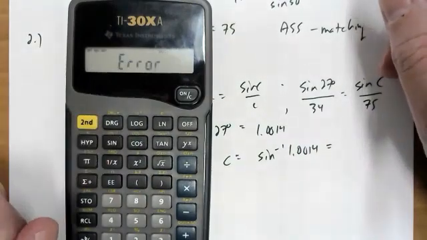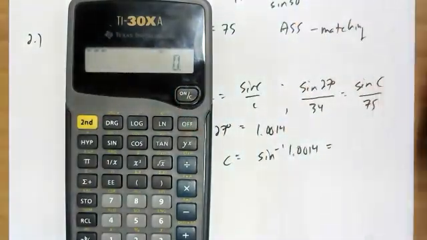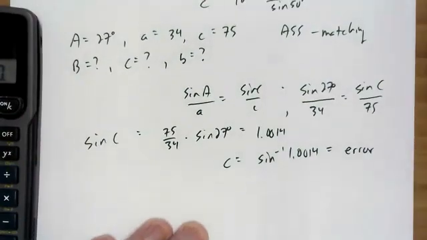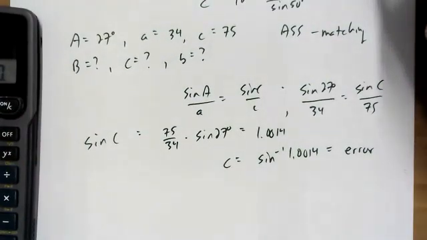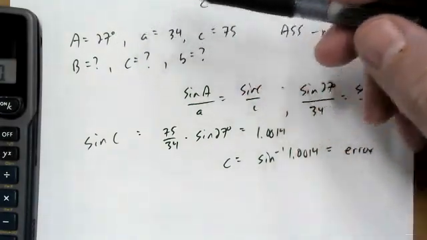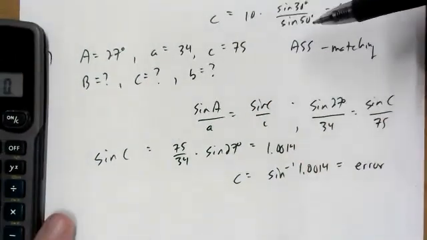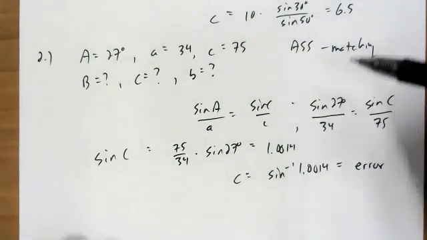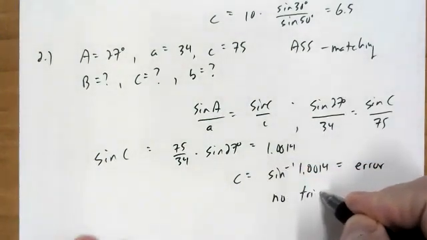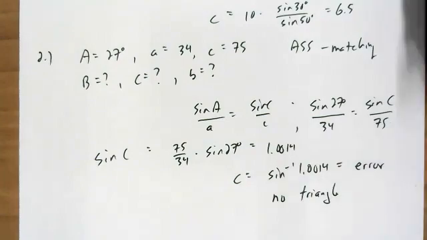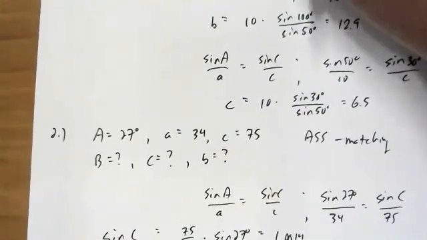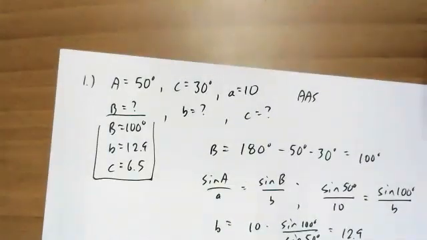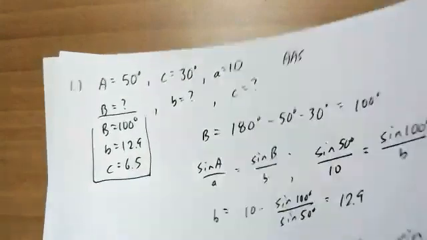So here's the inverse sine. Error. So this is where on a test you go back and check your math, make sure you didn't make any mistakes, make sure you didn't miscopy the problem. And if you do all that and find out that you didn't make any mistakes, then the error means there is no triangle. And that can happen sometimes when the ASS information they give you does not allow you to create a triangle.